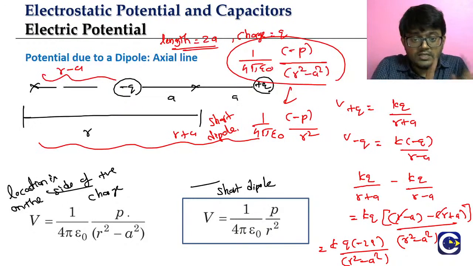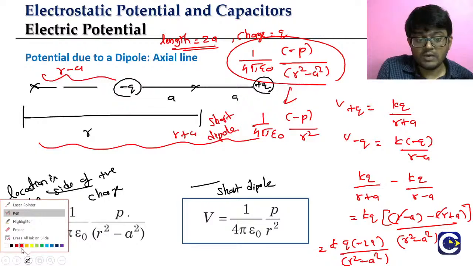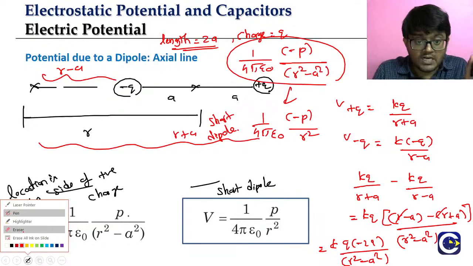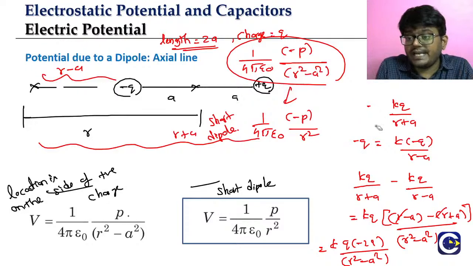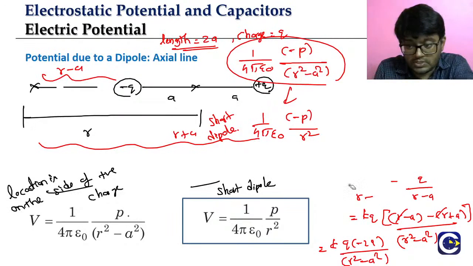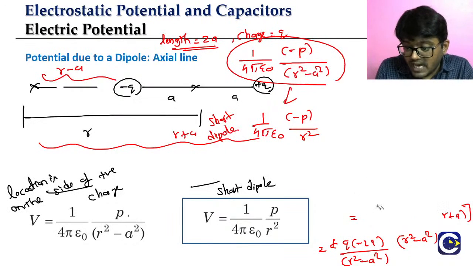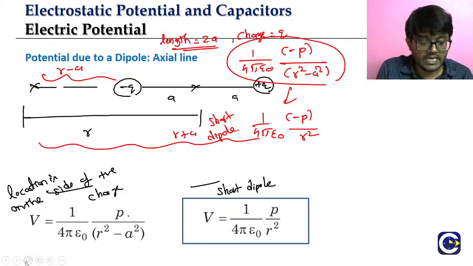For a point on the axial line, we will not be able to have one formula. In the electric field case, we had only one formula for a point on the axial line, whether the point is taken on this side or that side. But here that is not the case. The potential value will depend upon which side the point is marked, whether on the side closer to the positive charge or on the side closer to the negative charge. Finally, what is the conclusion we have to say?